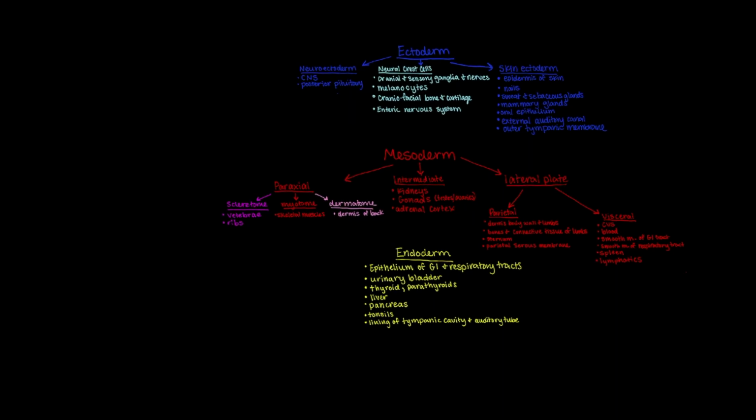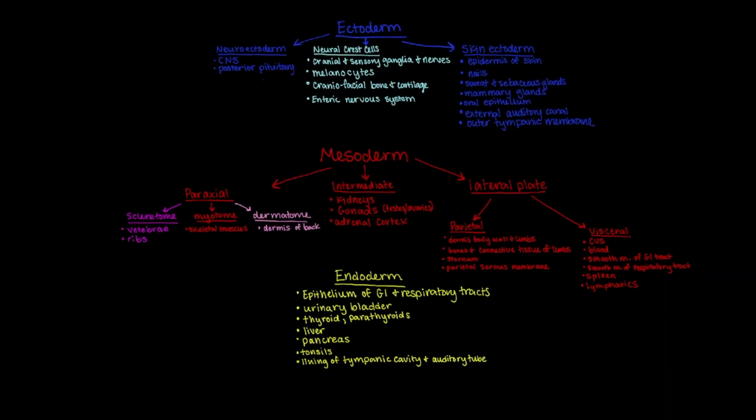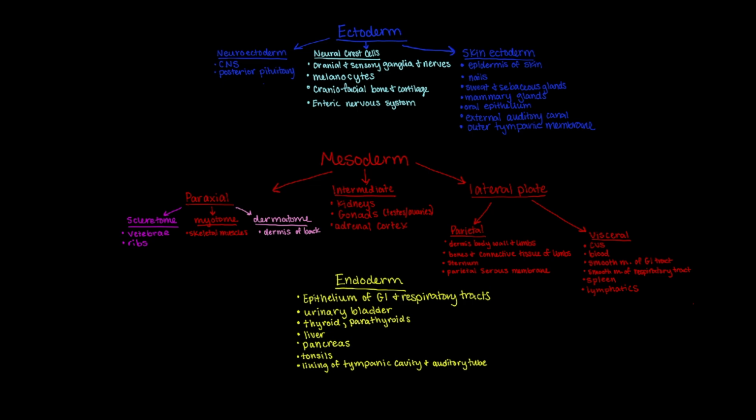So here is just a summary of what each of those layers of the trilaminar disc are going to form in weeks 3 through 8. And just a reminder that weeks 3 through 8, this embryonic period is a critical period where all tissues and organs in the human body are going to form. Enjoy studying, and I hope this video at least somewhat helped.